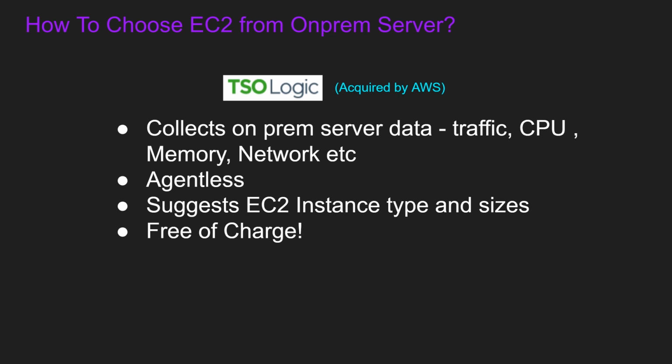So there is a tool called TSO Logic. This is actually acquired by AWS now, where it collects on-prem server data such as traffic, CPU, memory, network, etc. And it is agentless. And then after it collects all that information, it is going to suggest EC2 instance types and sizes for all those thousands of servers. So this gets you a really good starting point. Also, the big thing is it is free of charge. So there are other third-party tools as well. However, I wanted to give a shout out to this tool because it is free of charge and it is agentless.